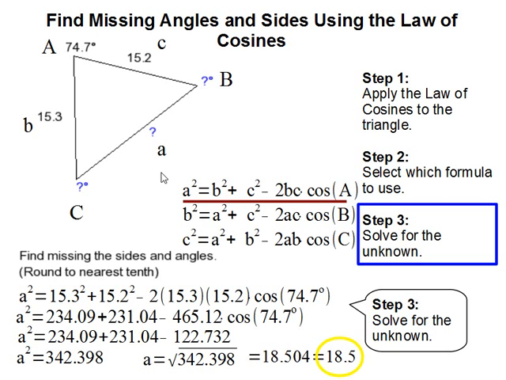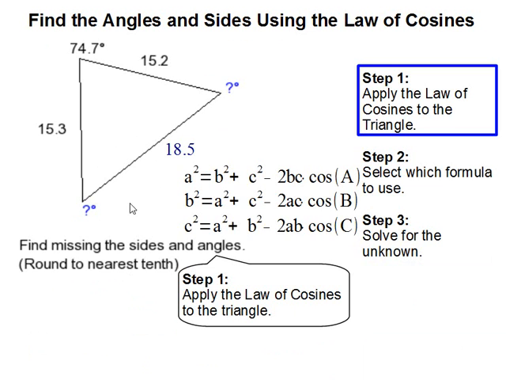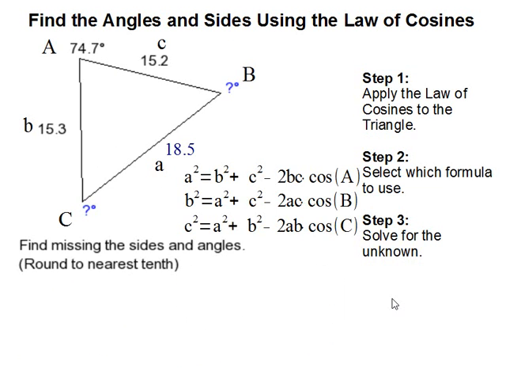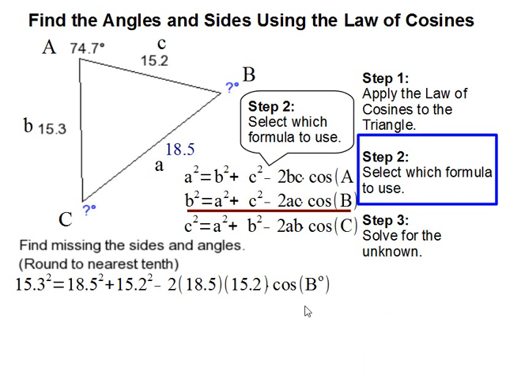Now that I know my side, let's solve for angle C and angle B. So the same steps will apply. I'm going to label my angles and sides. Then I'm going to select which formula to use. And in this case, I'm going to solve for angle B first, because I know sides a, b, and c, which I can substitute into the formula, and then I can use that to solve for angle B. So here I did my substitution.